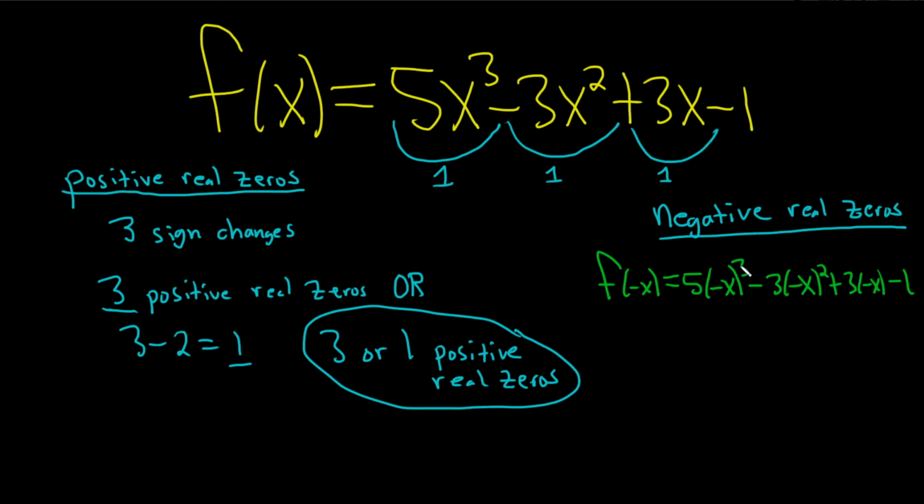Whenever it's odd, it's going to stay negative. So this is negative 5x cubed. This negative stays here, and this negative goes away because it's being squared. This is also a negative. This is also a negative. Oh, look at that. No sign changes. It's just negative, negative, negative, negative. So there's no sign changes. So that means there's no negative real zeros.